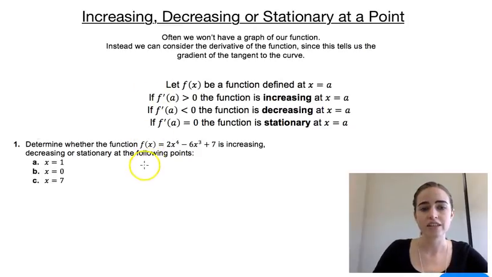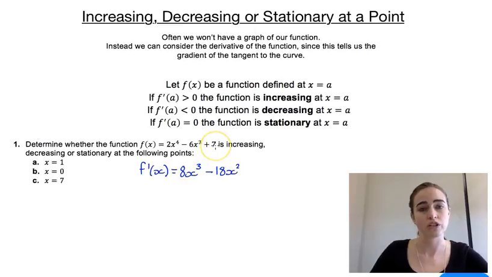So our function is here, which means that our derivative, f dash of x, would be: our 4 times our 2 to get 8x, and we decrease that power, so we've got 8x cubed, minus the 3 times 6 is 18x, decrease the power, so 18x squared, and that constant term will just disappear. So this is our first derivative. Now we're going to find the value of that derivative at these particular x values.